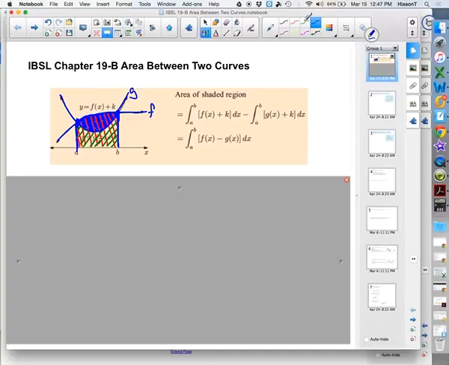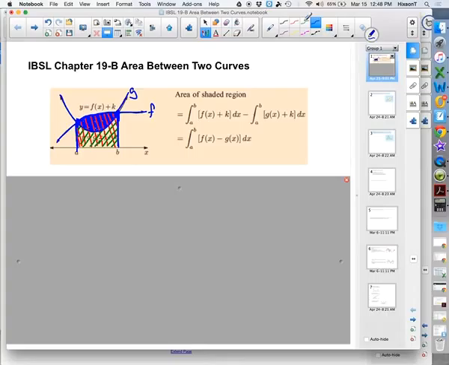Okay? Now, we can simplify this rather than doing two separate integrals. We can simplify this into the integral from a to b of f of x minus g of x. And this goes back to our properties of integrals. If you remember, when we had an integral with the same interval, a to b, and it was added or subtracted, we could combine it into one integral, or we could separate it into multiple integrals, whatever was most useful.